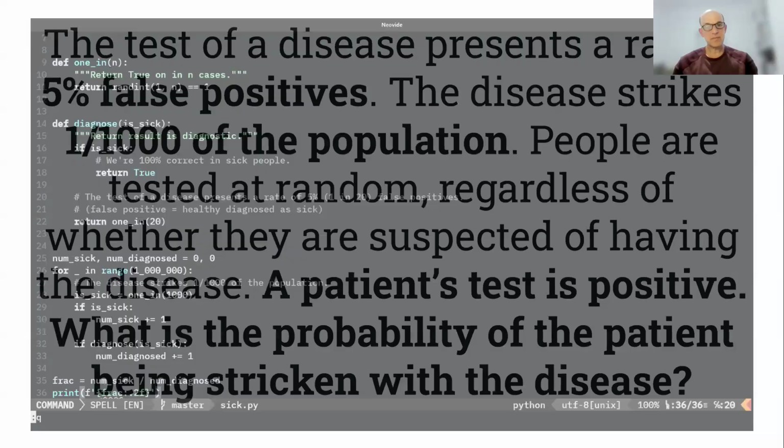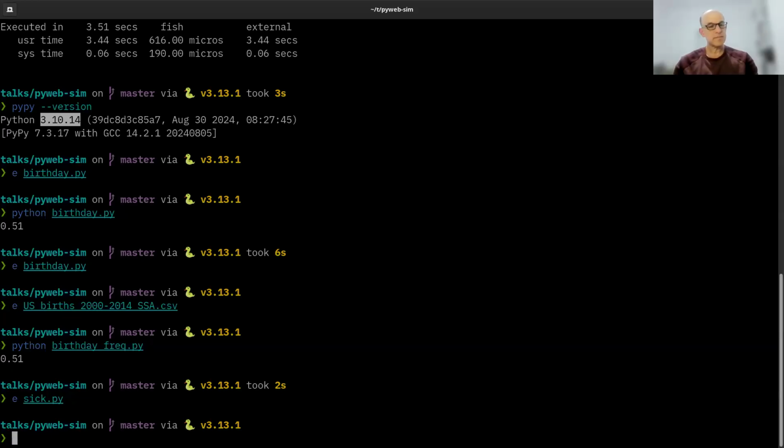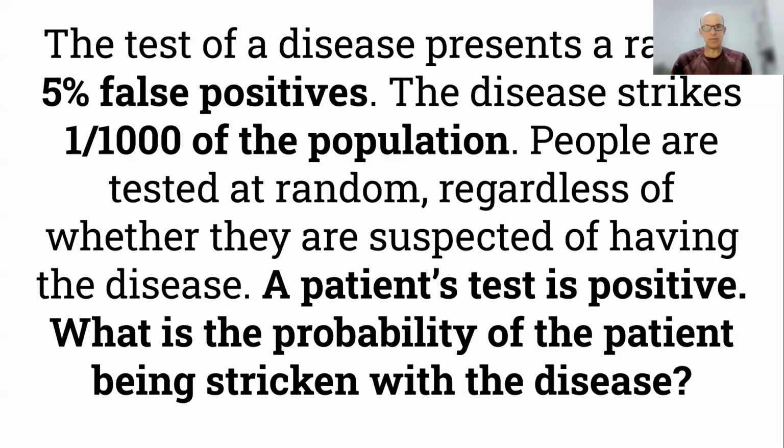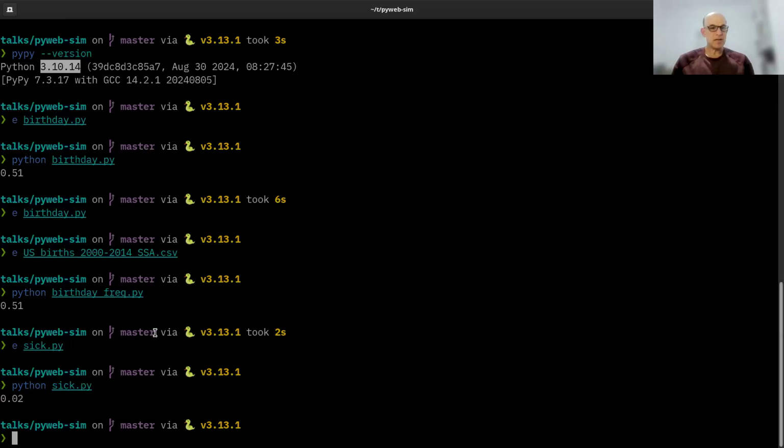Anyone care to guess? 2%. Ooh, see, you are good. A lot of people are saying, the test is only 5% false positive. How come? 95% it's okay, but still only 2% of the people are sick. Think about that. Yeah, 1% divided by 5%, that's 2%.